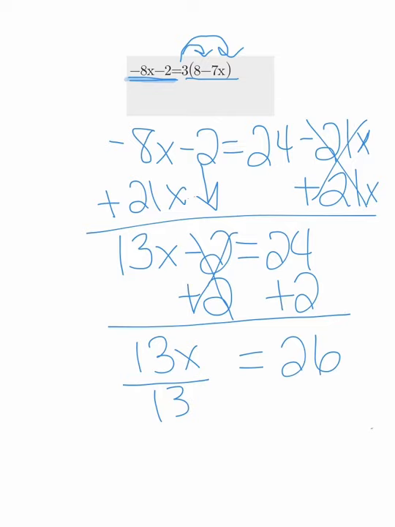Now, 13 divided by 13 is going to be 1. So that leaves me 1x. And whatever I do to one side of the equation, I have to do the other. So I also have to divide this by 13. 26 divided by 13 is 2. Now remember, I can write the 1x here. That's the same thing. But we know it's implied, so we don't usually write the 1. We just know it's there. Any questions about how we got x equals 2?